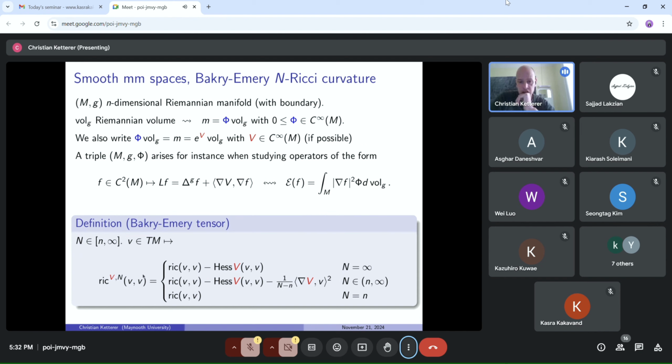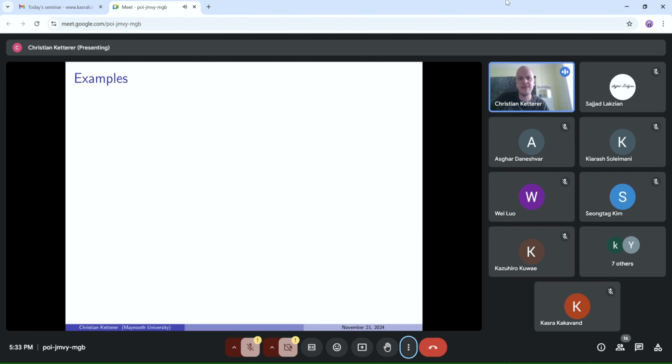And you see here the definition is as follows. So when N, capital N, is equal to the dimension, we just get the standard Ricci curvature. If N is infinity, which is a parameter that we allow, then the N-Ricci tensor is simply Ricci plus or minus the Hessian of V, and all N-Ricci tensors in between are defined like this here. Okay. So this was introduced by Bakry and Emery, and then later studied also in terms of its geometric properties. But let me first give you some examples.